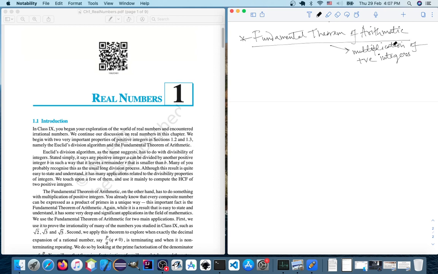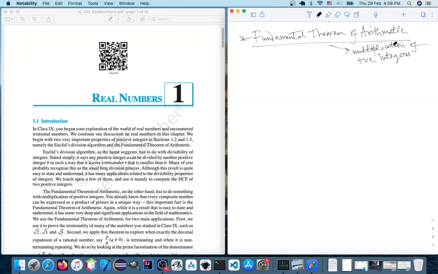And what are composite numbers? Composite numbers means it has at least two factors other than the number itself and 1, like 4, it has two factors, 2 into 2, like 6, 2 into 3, like 10, 2 into 5. All these are composite numbers. And it says that every composite number can be expressed as a product of prime numbers. This fact is known as the fundamental theorem of arithmetic.